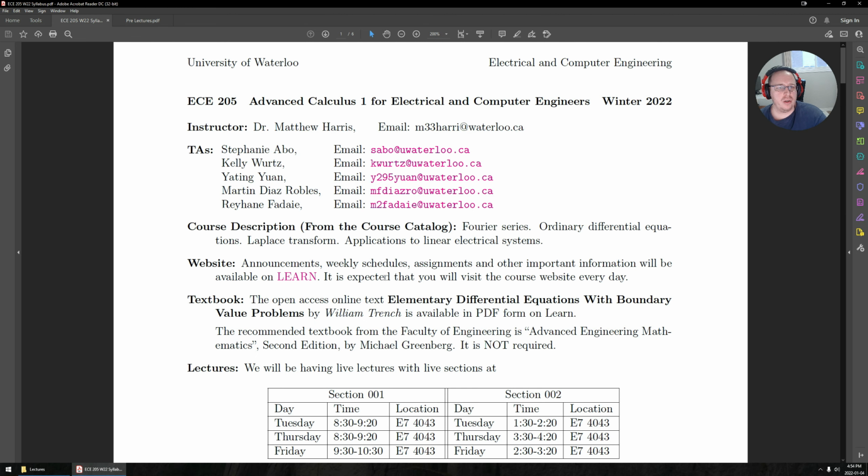Okay, so syllabus, kind of standard things: my name, my email if you ever need it. Here are the various TAs and their emails. In theory, you should never need their emails, but they're there just in case. Then the description from the course catalog is pretty vague, not very descriptive. So at the bottom, I'll talk about what we will actually cover when we look over the course outline.